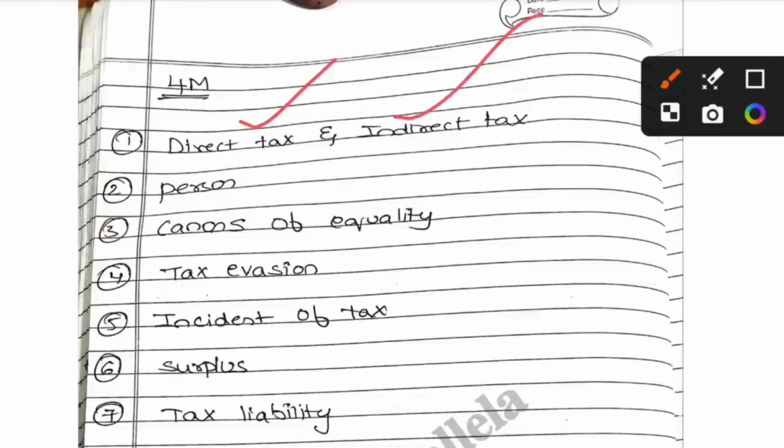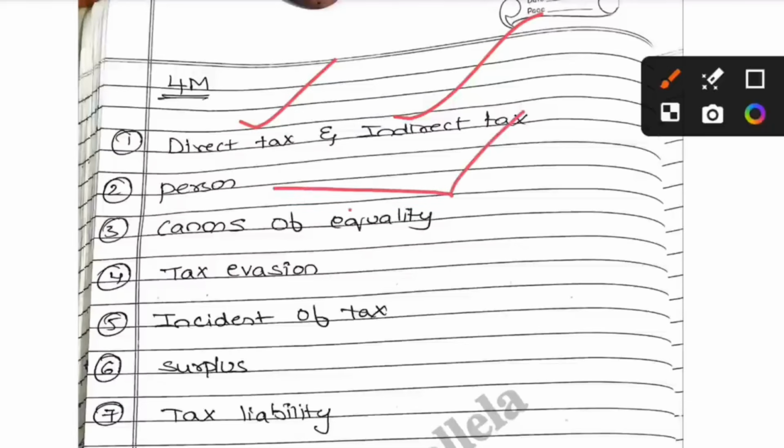Yes, indirect tax. Indirect tax is a tax which is indirectly paid to the government. For example, if you are purchasing any food item, any good, or any service, you will pay GST, no? So GST is the tax which we are indirectly giving to the government. So this is the difference between a direct tax and indirect tax.